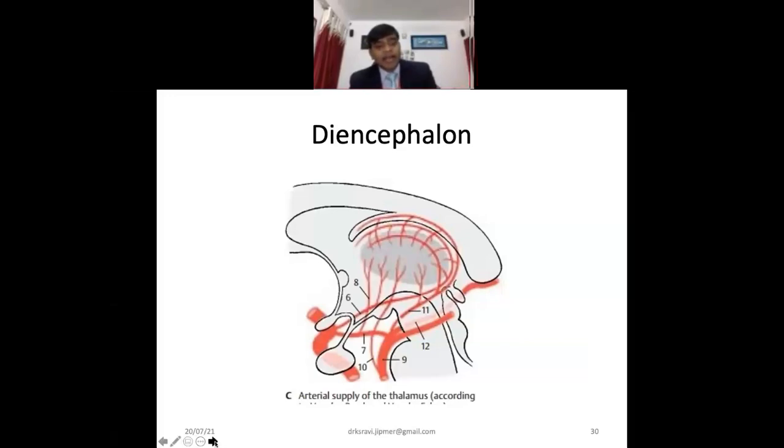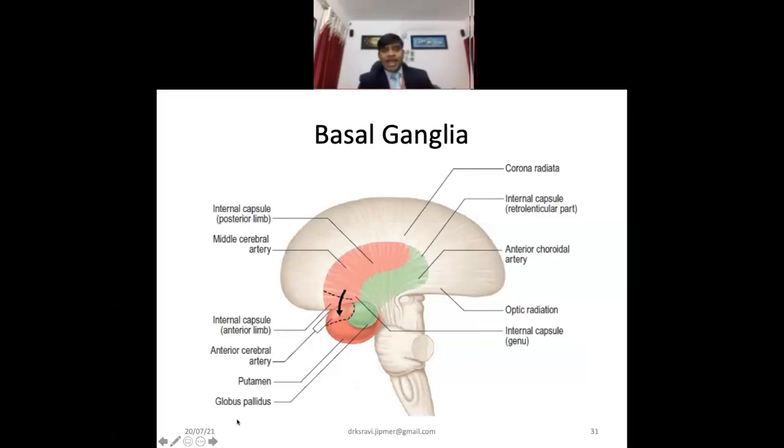Now, next we'll see about the basal ganglia. Over here, you can appreciate this is the diagram of the basal ganglia. If you talk about the blood supply, the basal ganglia will be supplied by the striate branches, which arise from the proximal part of the anterior and the middle cerebral artery. Over here, you can appreciate this is the middle cerebral artery, and over here is the anterior cerebral artery. Then in this area, the green colored structure, will be supplied by the anterior choroidal artery, which is a branch from the internal carotid artery. So this is all about the basal ganglia.